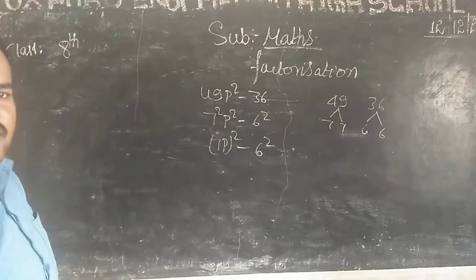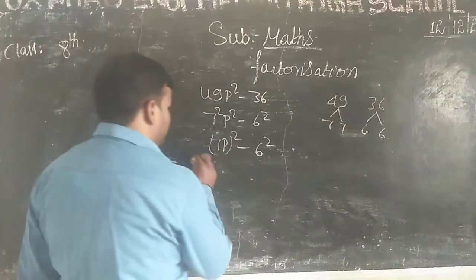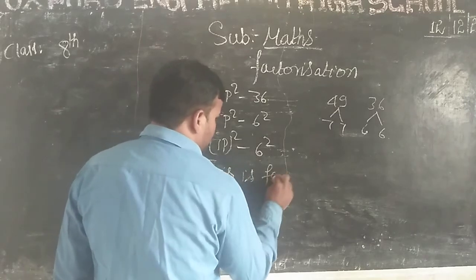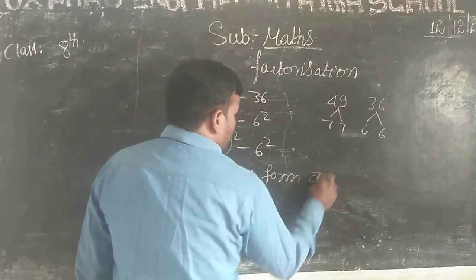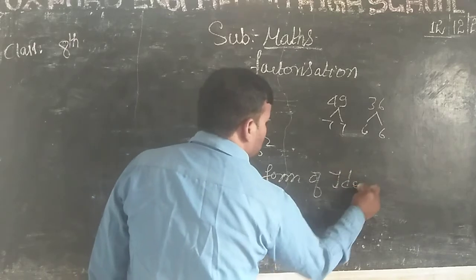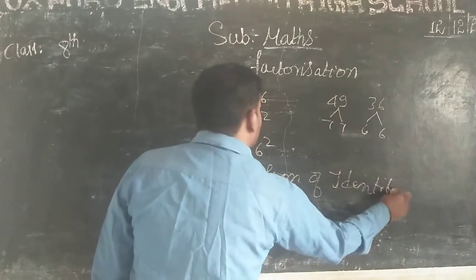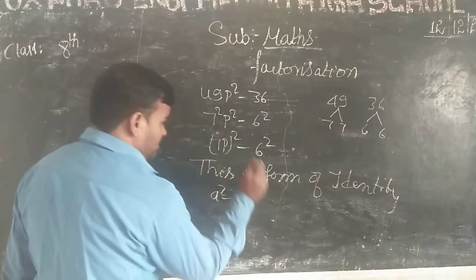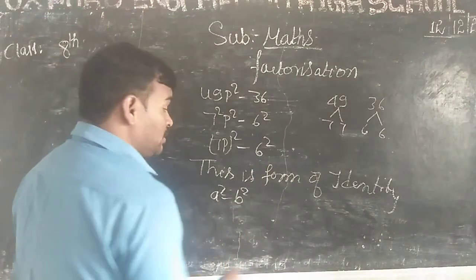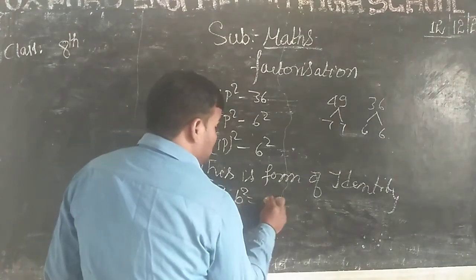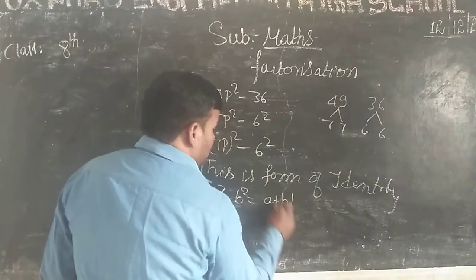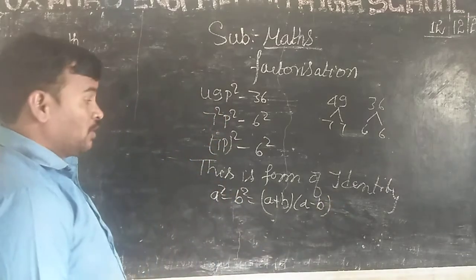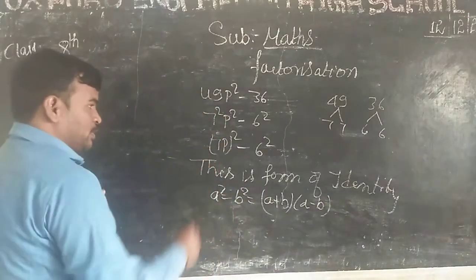So this one again we make as 7p whole square minus 6 square. This is in the form of the identity a square minus b square. So what is a square minus b square? a square minus b square is equal to a plus b into a minus b. According to this identity, you can split it.